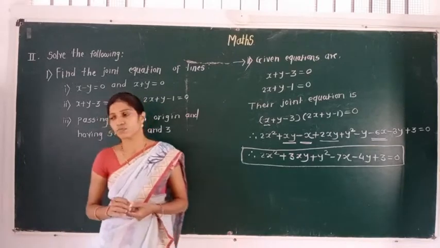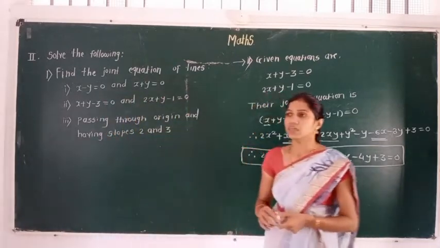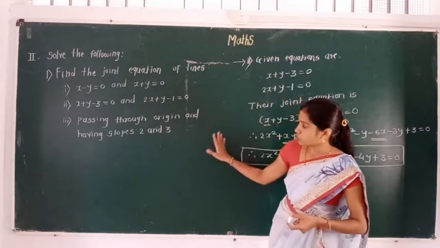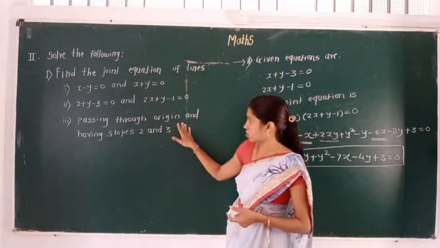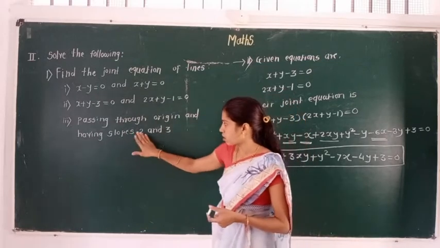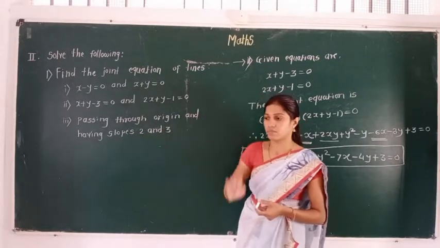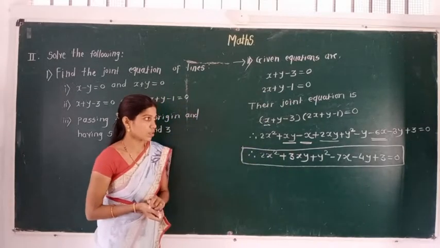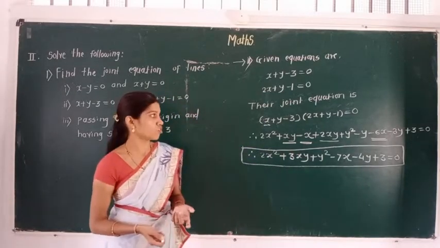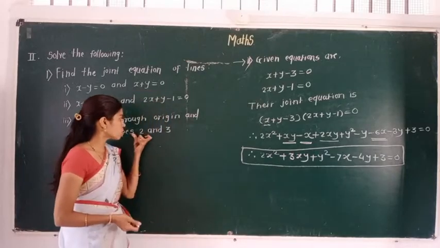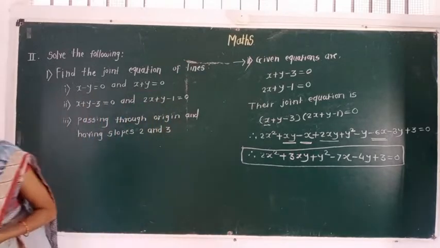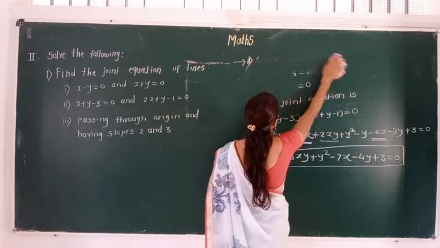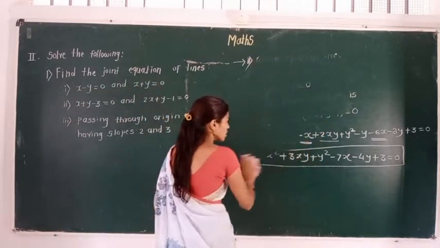Okay, now let's see the next example. Find the joint equation of lines passing through the origin and having slopes 2 and 3. For finding the combined equation, the given lines are passing through the origin and their slopes are 2 and 3. So first we consider the slopes of the lines as m1 and m2.